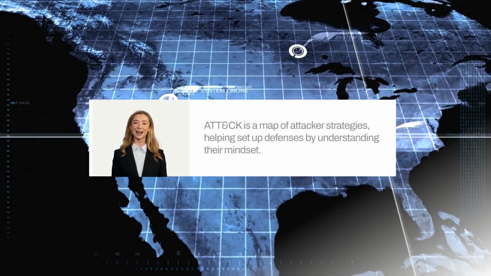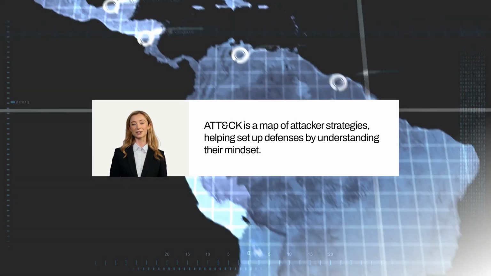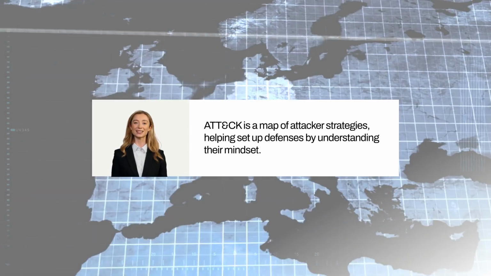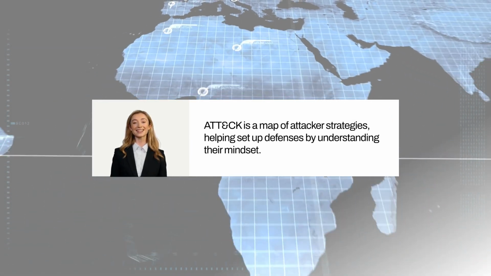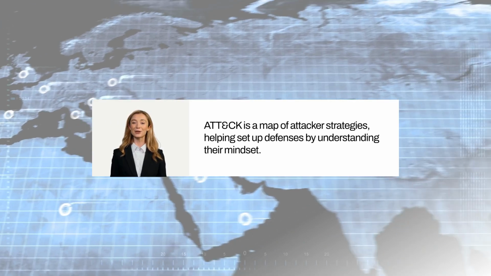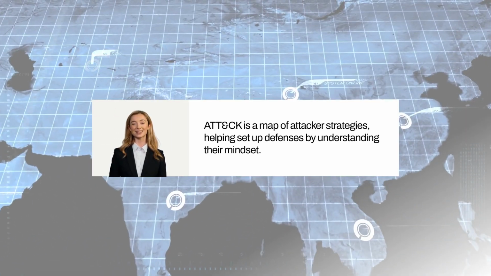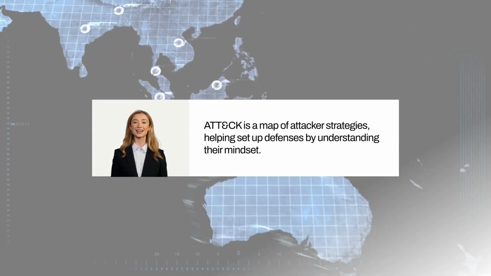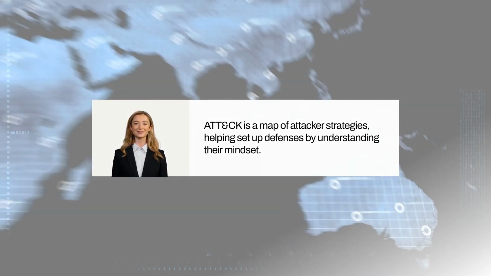Think of ATT&CK as a map where each path represents an attacker's strategy. If you know all the routes they might take, you can set up roadblocks, detours, or even traps. This isn't just about stopping an attack, it's about understanding the mindset of the attacker, which is key in cybersecurity. It's like knowing the terrain of a battlefield so you can set up your defenses strategically.